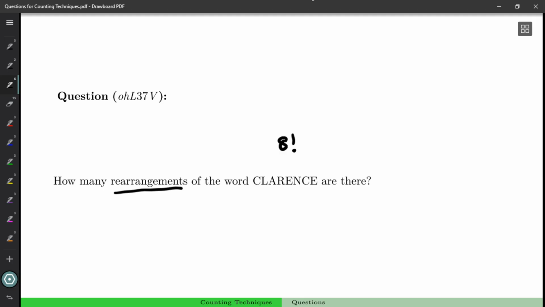Except we could swap these two C's and still get the word Clarence, which is not different than the word we started with, Clarence. But at the level of just 8 factorial rearrangements, swapping those two C's should be different. So we've got a bit of a problem here. Okay? What can we do about this? How do you handle this sort of rearrangement question if letters are the same?